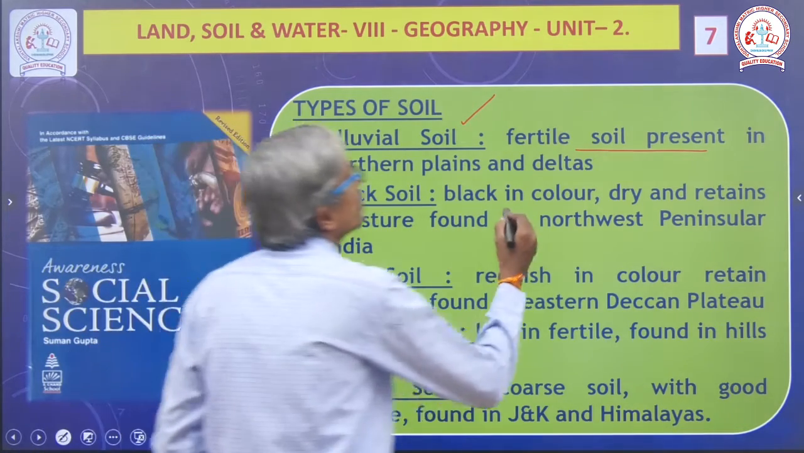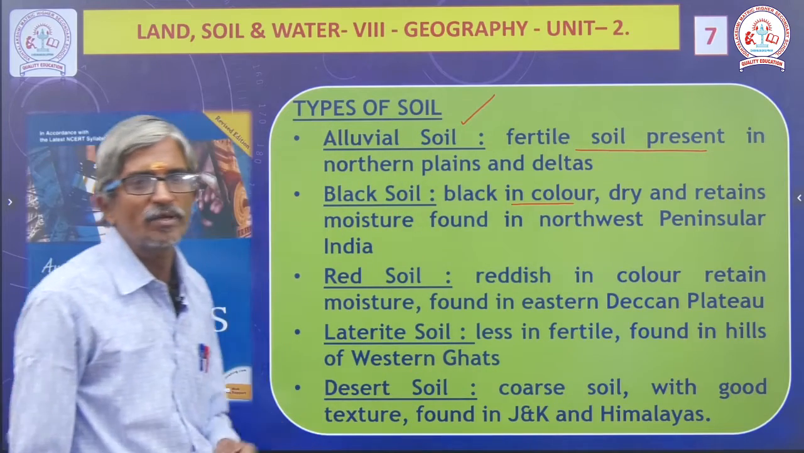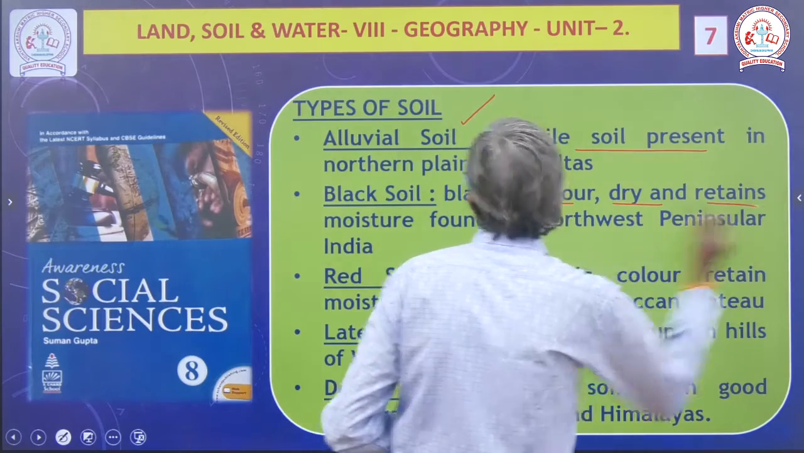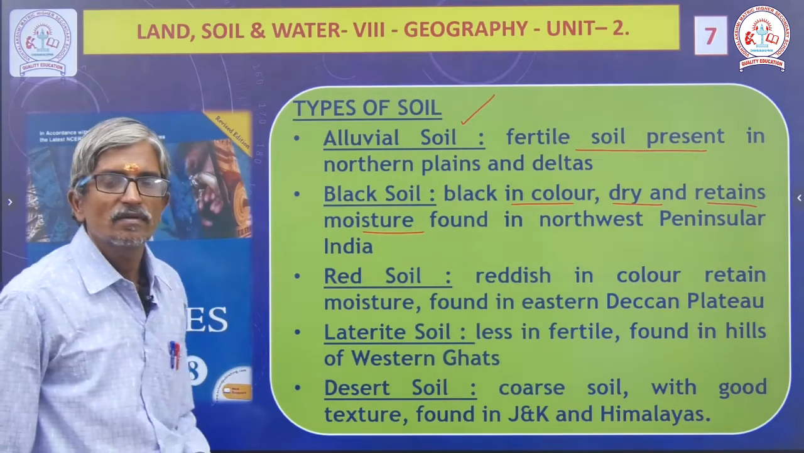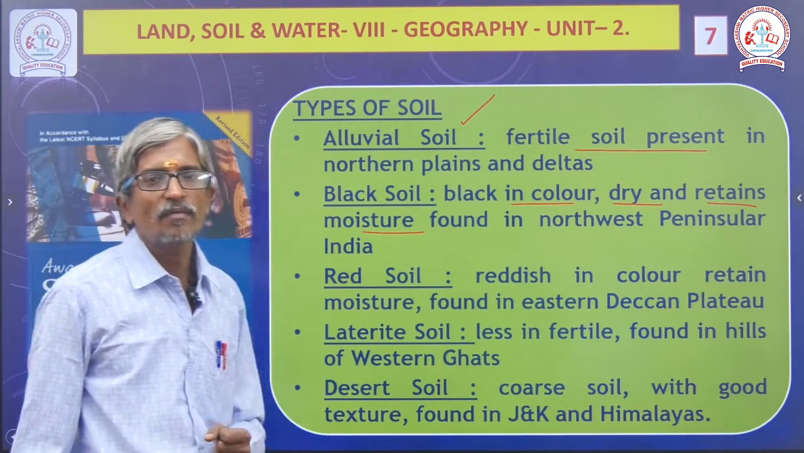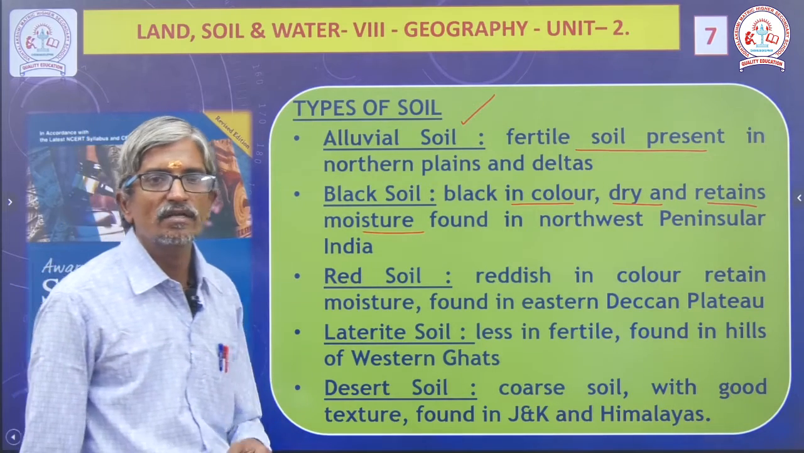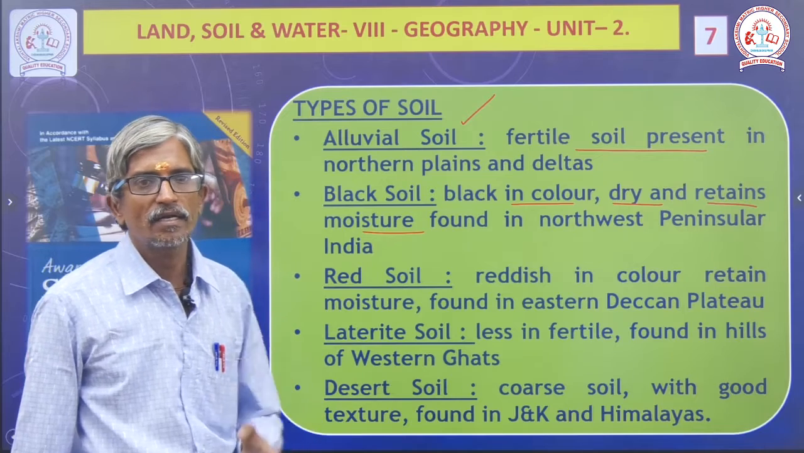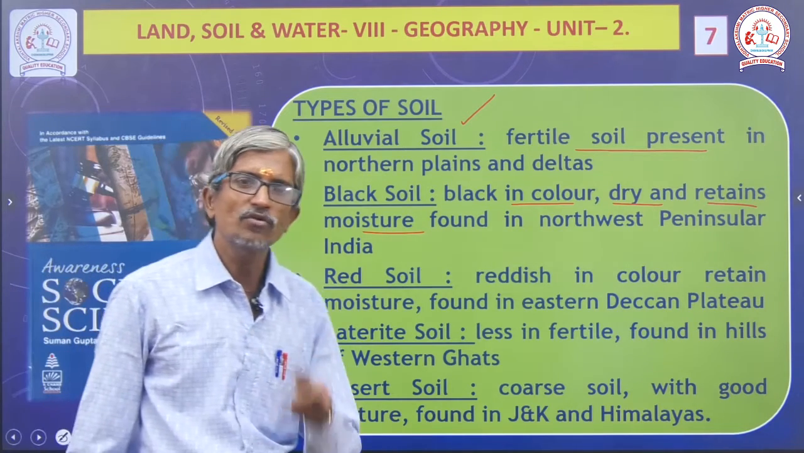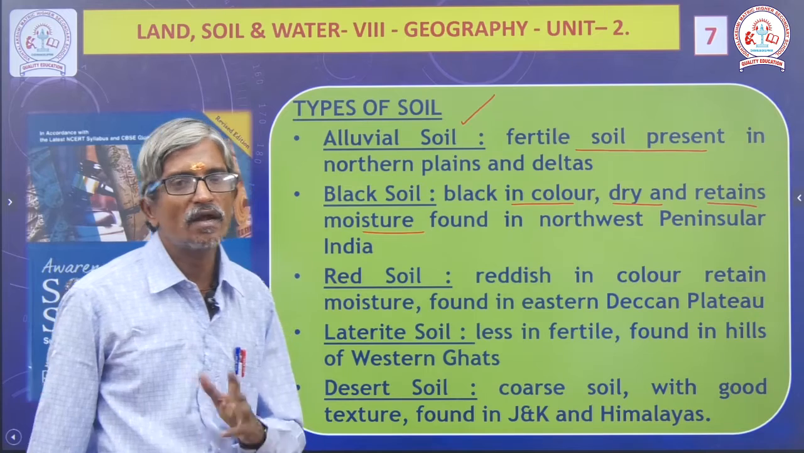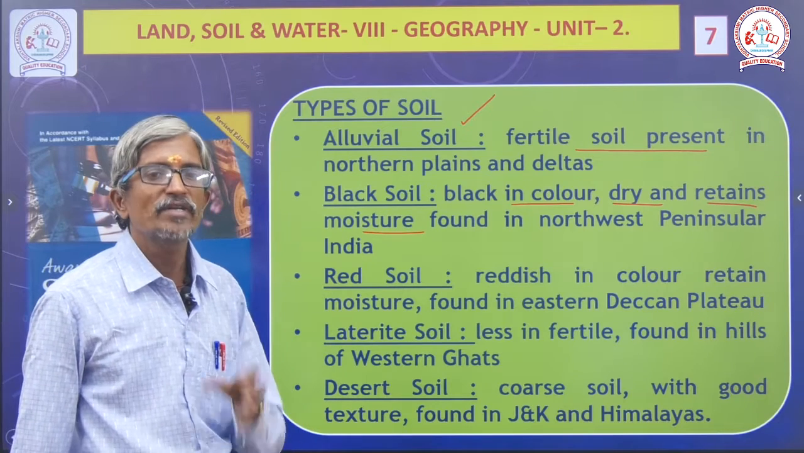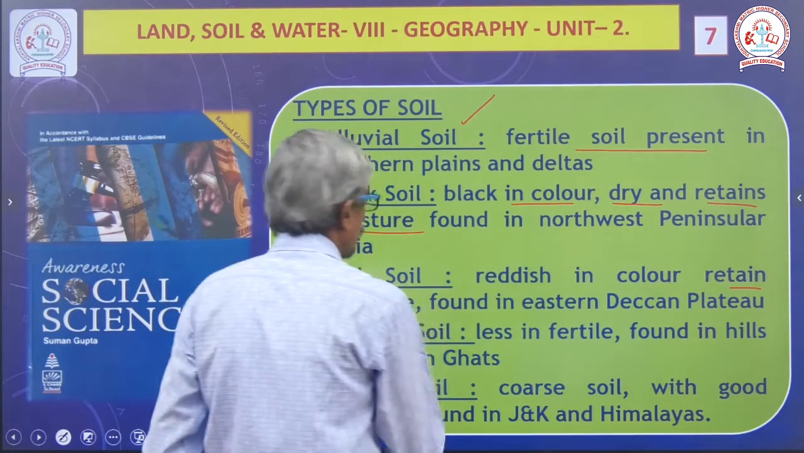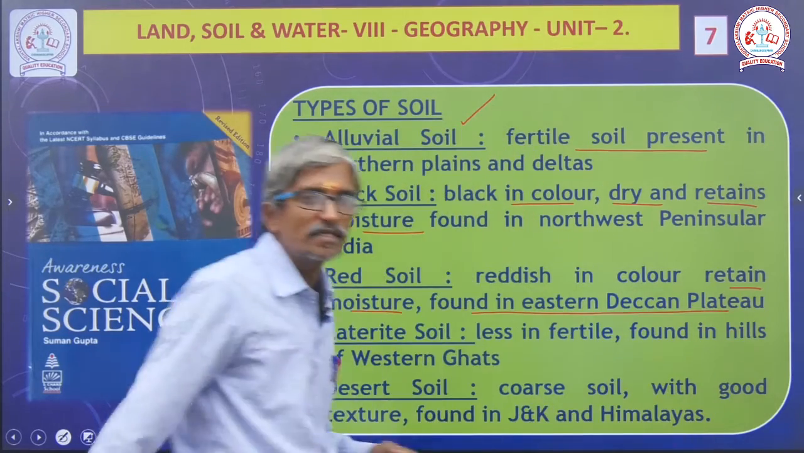Next, black soil, named due to its color. It is dry and also retains moisture. This soil is found in peninsular India. Next, red soil. Due to the presence of iron content, it looks red in color. Normally it is available in two colors, one is pale orange and another is red, because of the presence of iron content. It retains moisture and is found in the eastern Deccan plateau.